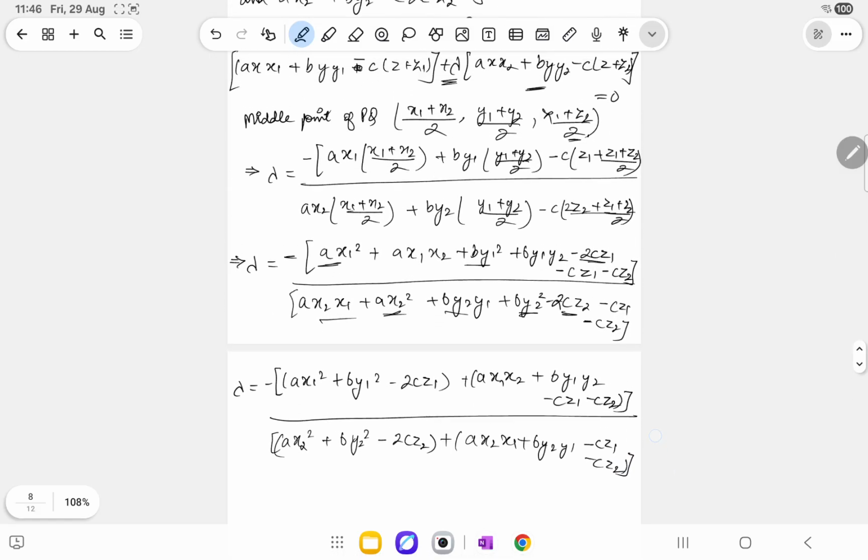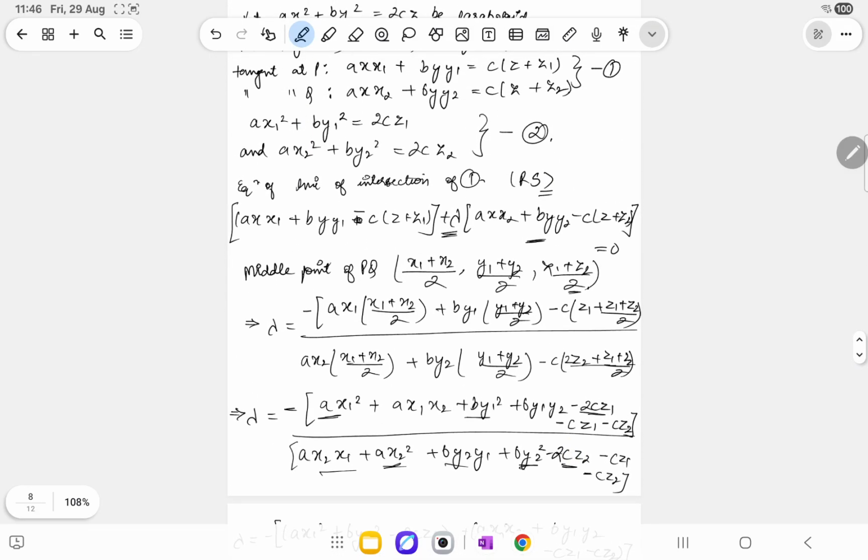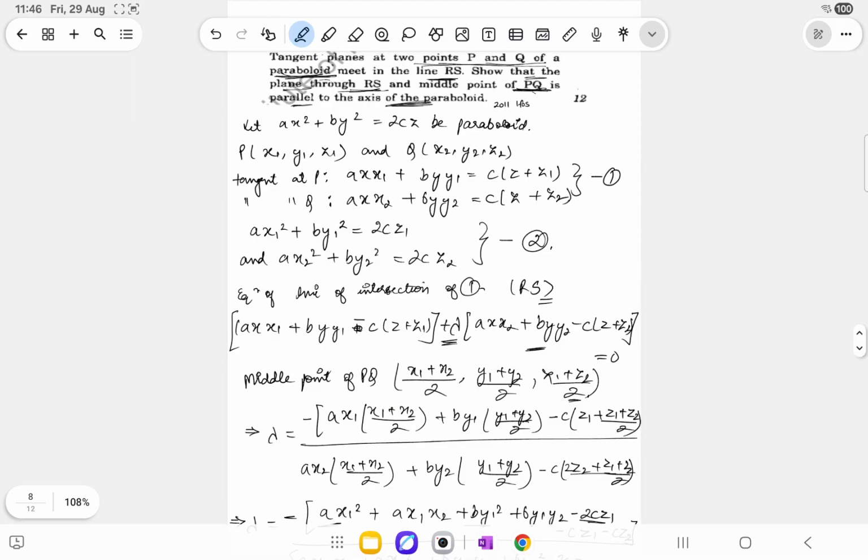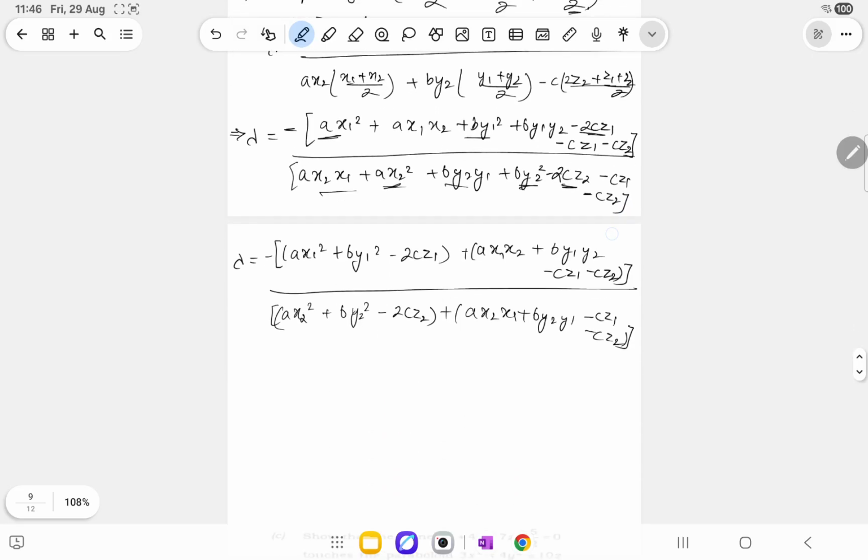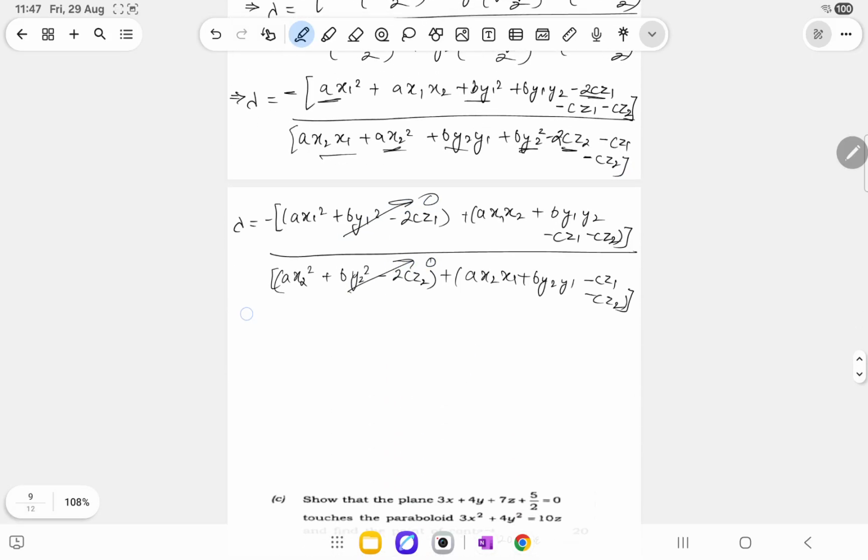So since we know that x1 y1 z1 and x2 y2 z2 are passing via paraboloid, so from the equation I'll get this term as 0 and this term as 0. So my lambda is basically minus of ax1 x2. If you observe, the leftover term in the numerator and the leftover term in the denominator are same, so I'll get my lambda as minus 1.